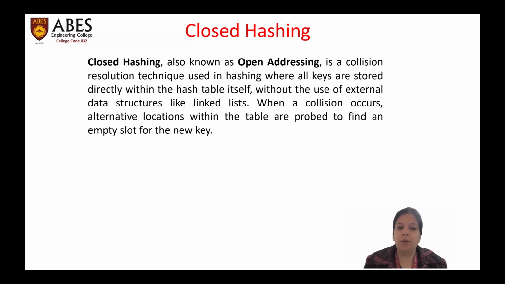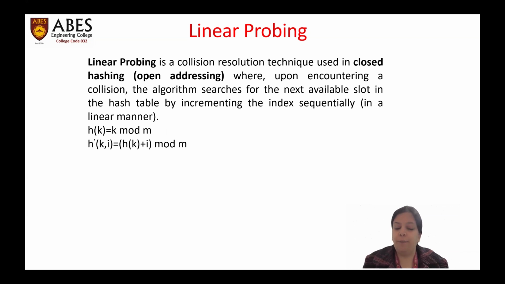Coming on to the next collision resolution technique, this is closed hashing. Closed hashing is also known as open addressing, and it is a collision resolution technique used in hashing where all the keys are stored directly within the hash table itself without the use of external data structures like linked lists. When a collision occurs, alternative locations within the table are probed to find an empty slot for the new key.